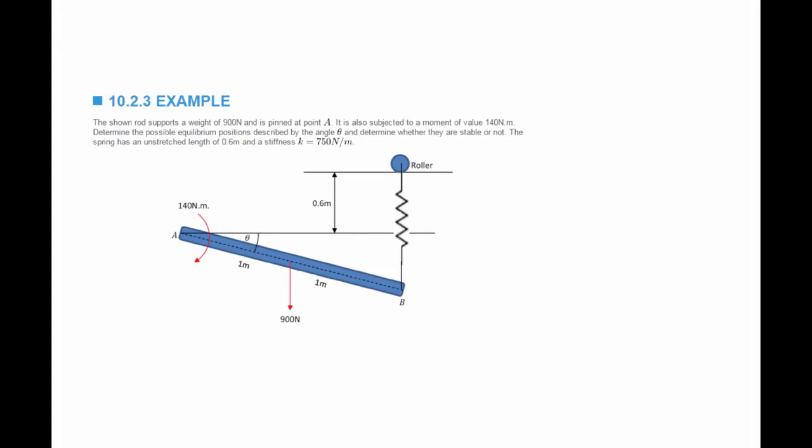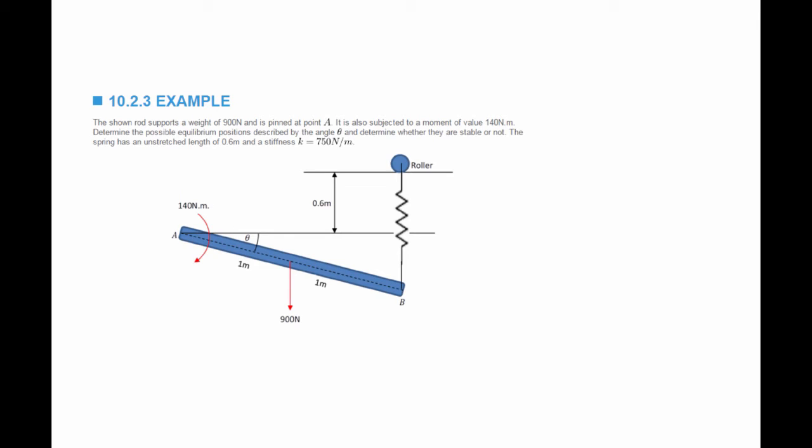We are going to examine this principle using an example. The shown rod supports a weight of 900 Newton in the middle. It's pinned at point A, so it can rotate around point A, but this point cannot move horizontally or vertically. It's also subjected to a moment of value 140 Newton meter at point A.